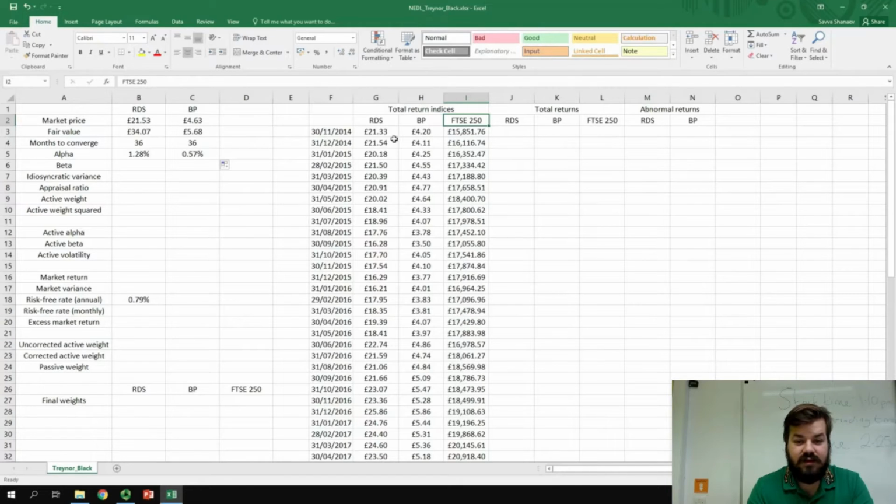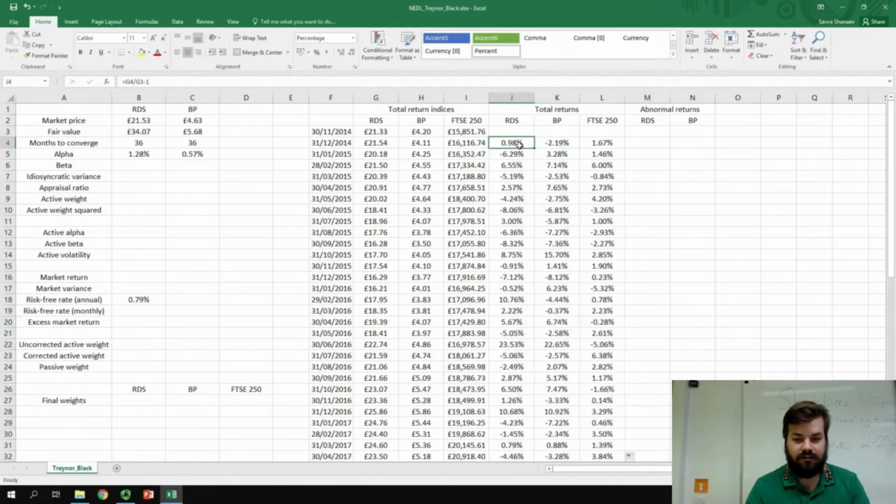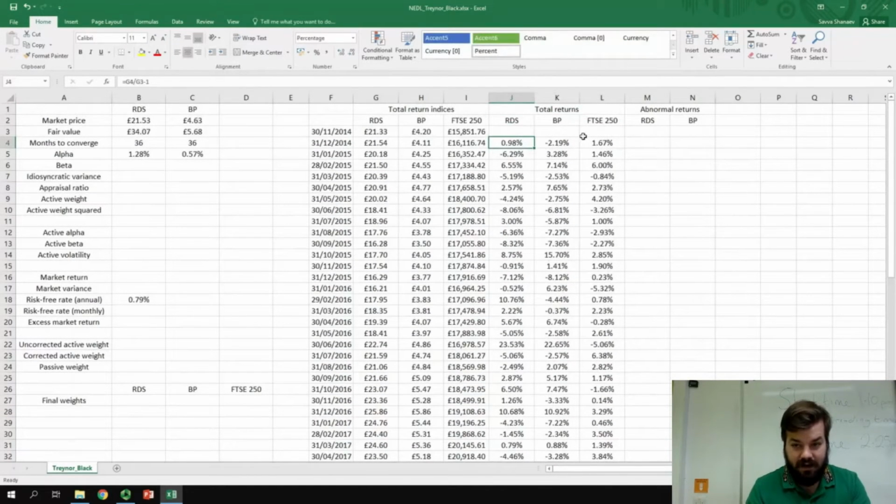To calculate total returns, we've got total return indices over here. We just need to apply the famous and very easy return formula, dividing the price currently by the price last month and subtracting 1. And then we can apply that for all 3 series, for all 60 months we have data for. And now we can calculate betas.